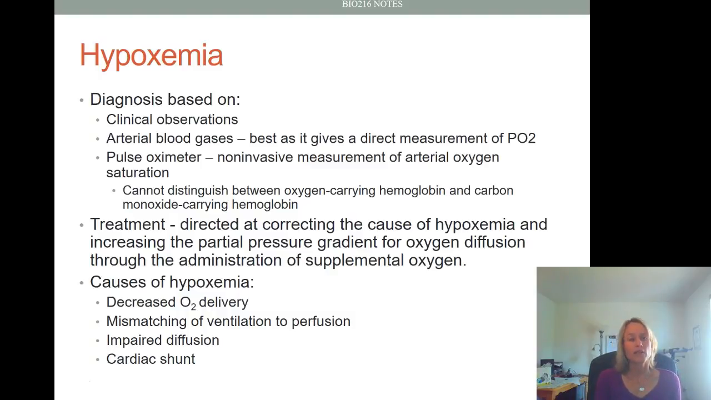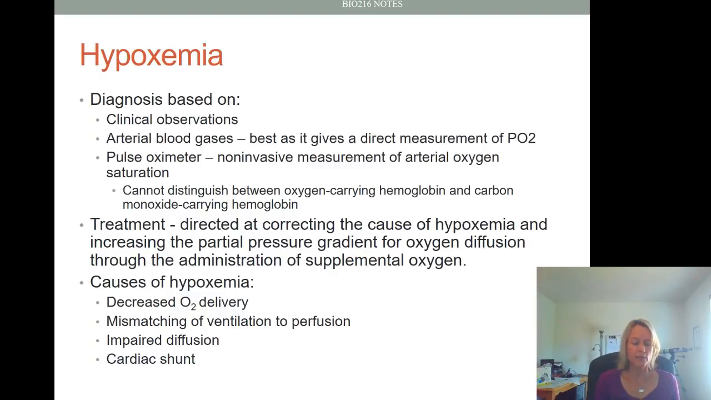Diagnosis of hypoxemia is based on clinical observations, such as cyanosis. We can also look at arterial blood gases, so we can take a sample of blood from an artery, and we can directly measure our PO2, our oxygen saturation to hemoglobin. And we can also use a pulse oximeter. Now this is non-invasive. I can tell you that arterial blood gases are kind of painful.